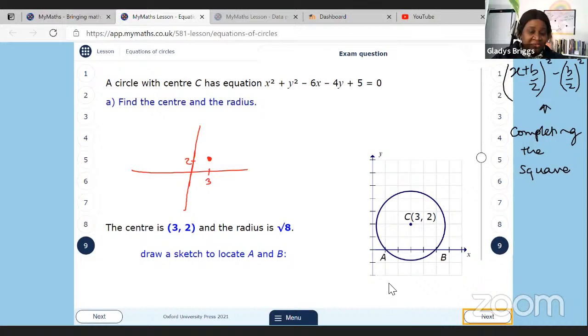Let's see. Square root of 8. The square root of 9 is 3, so the square root of 8 should be 2 point something. You make a little sketch. It says A and B are the points where it cuts the x-axis. So that's what they're trying to draw there.